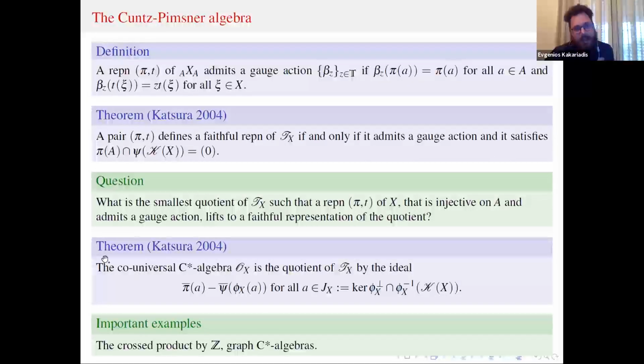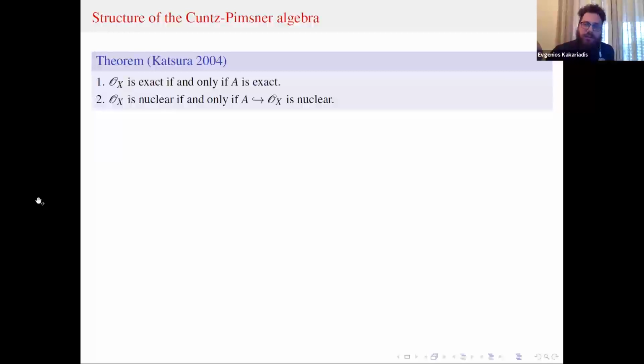The characterization by Katsura allowed us to have more insight and understand what happens with OX. There is a bunch of nice results that I've put in this slide. Katsura showed that OX is exact if and only if A is exact, and it's nuclear if and only if the embedding of A in OX is nuclear, which is good to know.